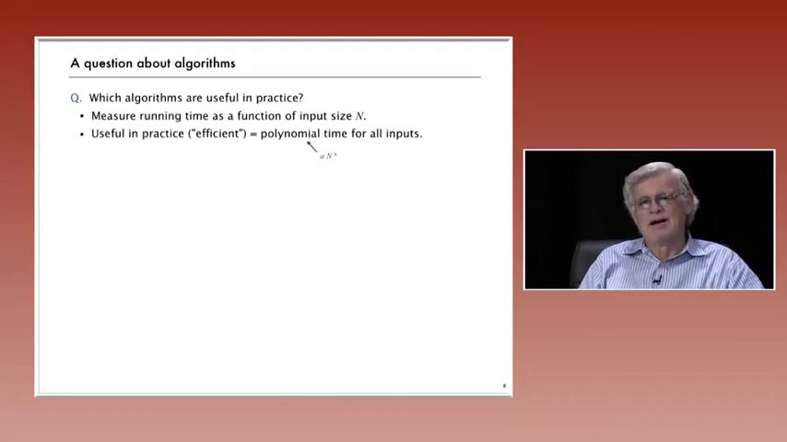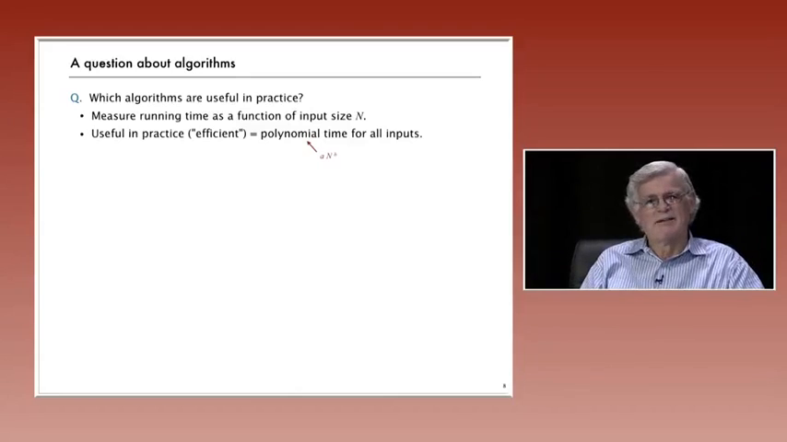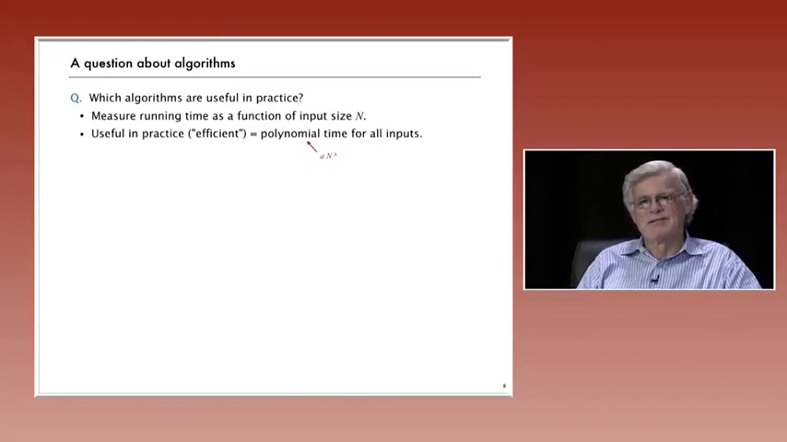And just to set a dividing line, a clear, bright line, we're going to say that we'll consider it to be useful in practice or efficient if its running time is guaranteed to be bounded by some polynomial in the size of the input for all inputs. And for the purpose of this theory, we don't even care what the exponent is. It could be n to the 100th. Now, you might argue that's not a very useful dividing line, but it is a useful starting point. And as you'll see, even this starting point has told us a great deal about the kinds of algorithms that are useful in practice.